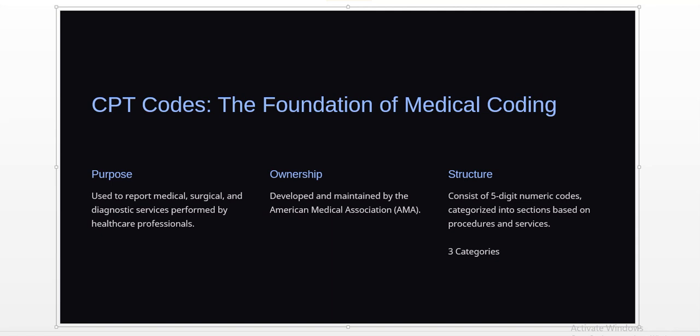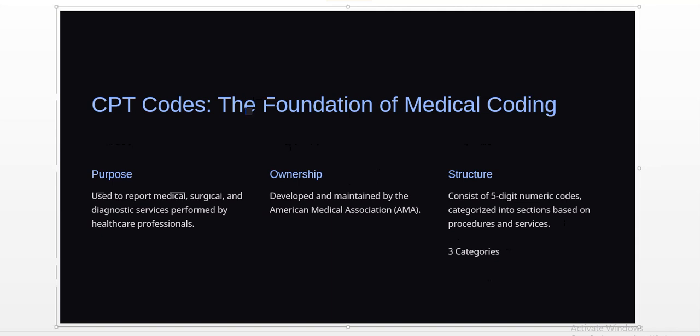categorized based on procedures and services. Again, these CPT codes are divided into 3 categories: Category 1, Category 2 and Category 3. Category 1 includes the most commonly used CPT codes, which are used for healthcare services and procedures performed by the physician. And again, Category 1 divides into 6 sections: Evaluation and Management, Anesthesia, Surgery, Radiology, Pathology and Laboratory, and Medicine.